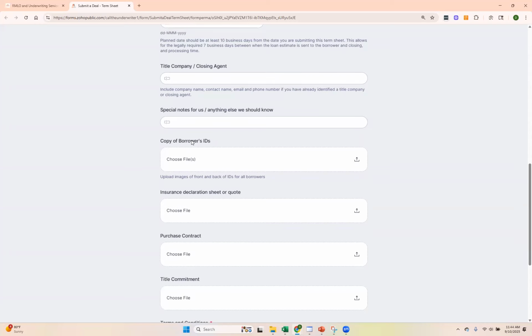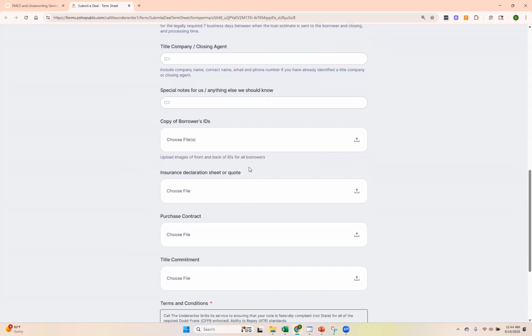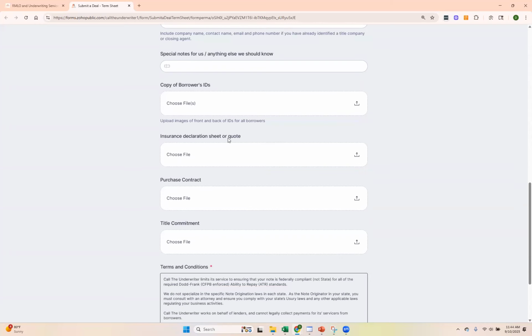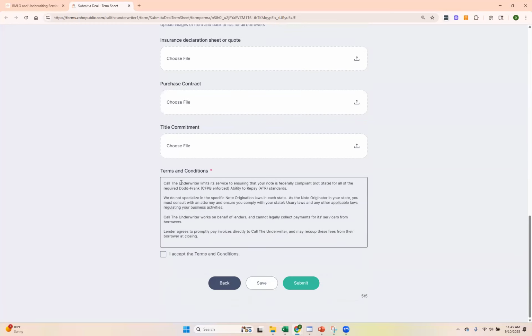And then you can also attach copies of the borrower's IDs. Again, a lot of these fields are not required. If you have the actual insurance declaration sheet, that's always nice. Copy of the contract, because if you are already under contract and you can upload that to us, that allows us to go through and double check all of the terms. And then just this last check, saying that you agree to all of the terms and conditions. So at that point, you can submit the term sheet to us. You'll get some emails back with links for the borrower to fill out to submit their information and continue on in the process.